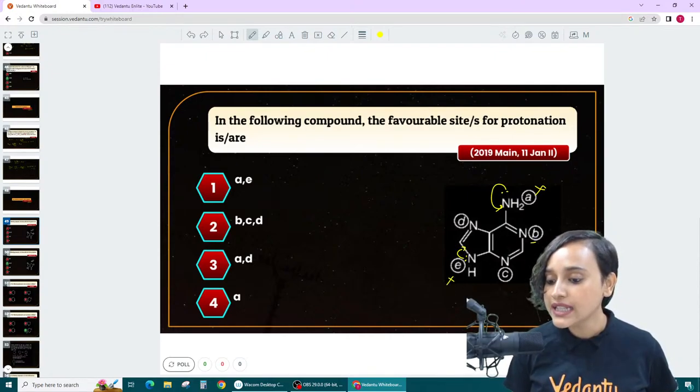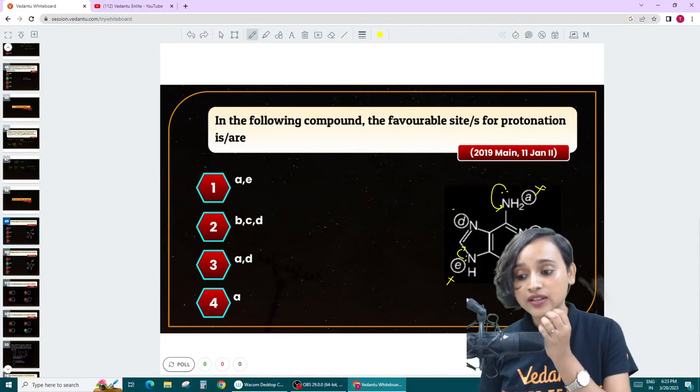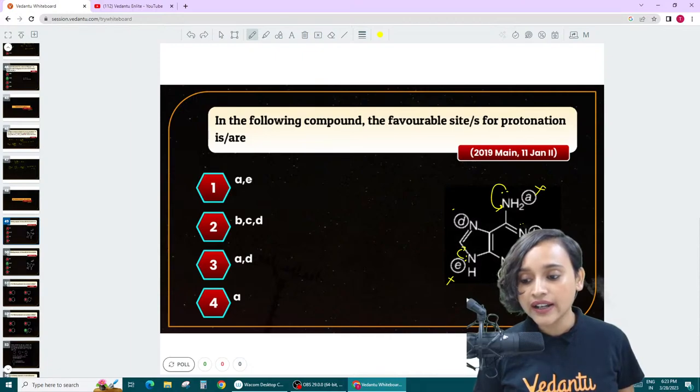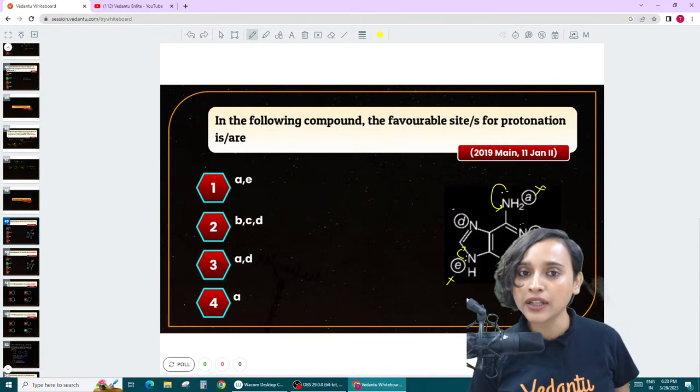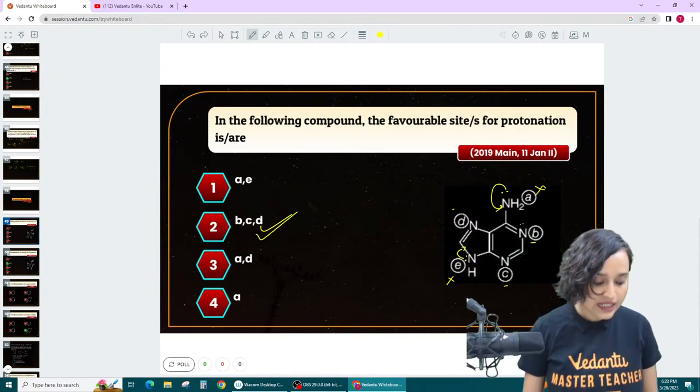But for the B site, for the C site, for the D site, it will be easily available because right next to the lone pair, there is a double bond. And because of the double bond, what will happen? The lone pair is easily available. So it will be the favorable site for protonation. That means option 2, B, C, D is the correct answer.